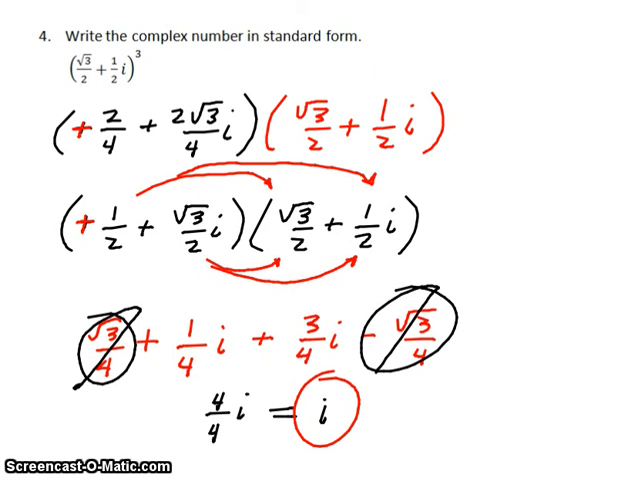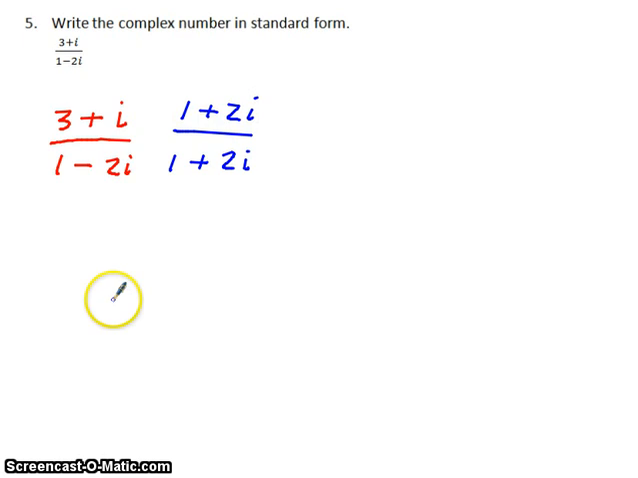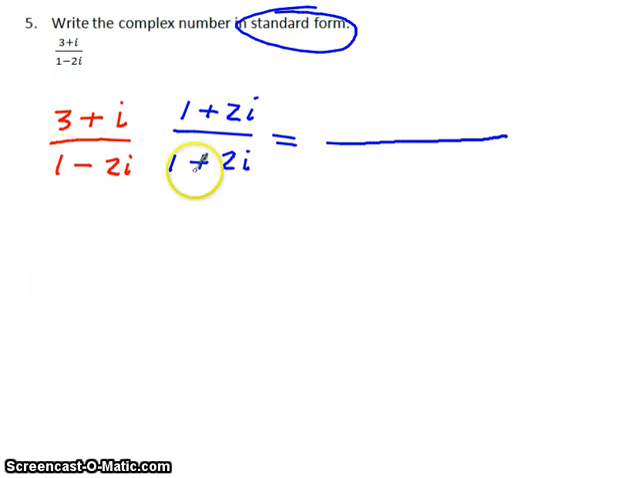Alright, so let's move on to this last problem, last but not least. Actually, it was probably the easiest one. We have to write the complex number in standard form. So we're going to multiply by the conjugate of the denominator. And so that means that we're going to multiply numerator and denominator by 1 plus 2i. That's going to give us a real number in the denominator, which will enable us to put this in standard form. Alright, so a 1 times a 1, we're going to have a plus 4, okay?